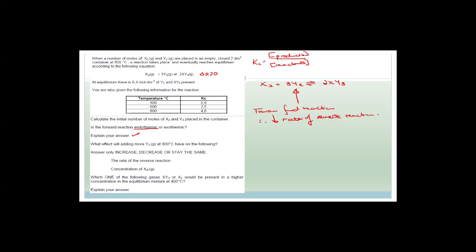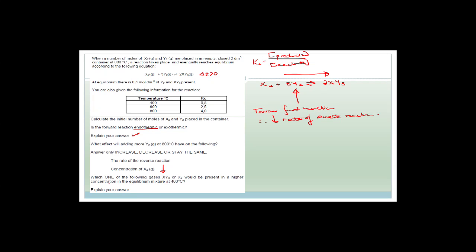Okay, the concentration of X2. Well, if we add more Y2, if we increase the concentration of Y2, what is going to happen? We're going to favor the forward reaction, and therefore we're going to use up some of our X2. So the concentration of the X2 is going to decrease as we use some of it up to make more 2XY3.